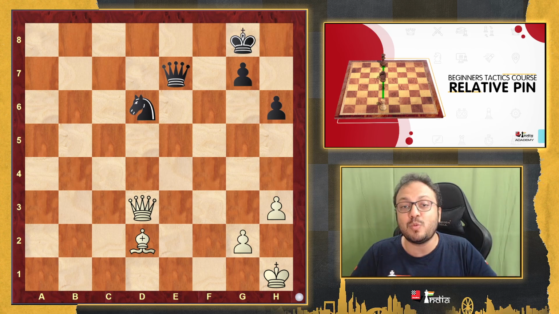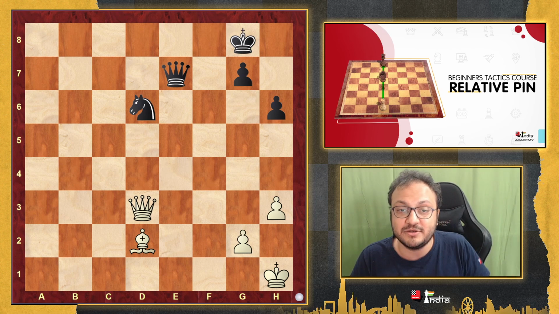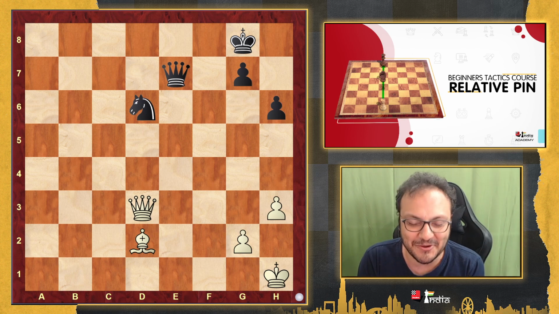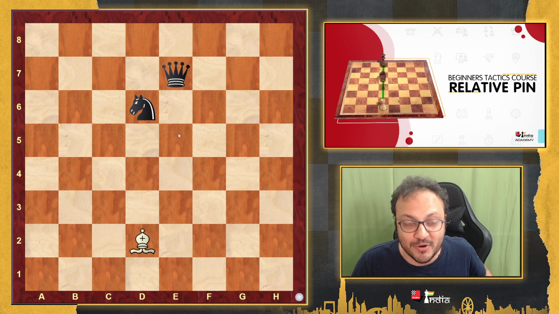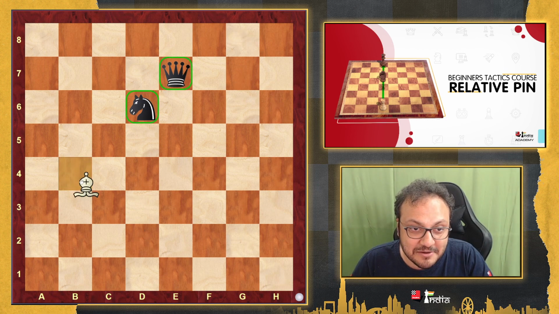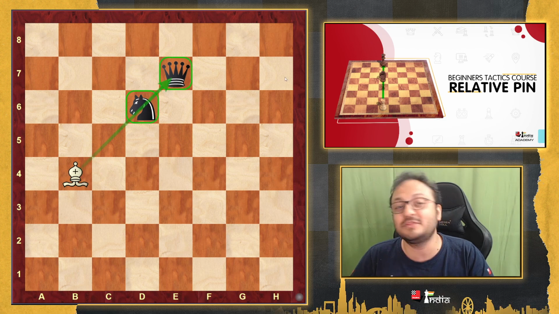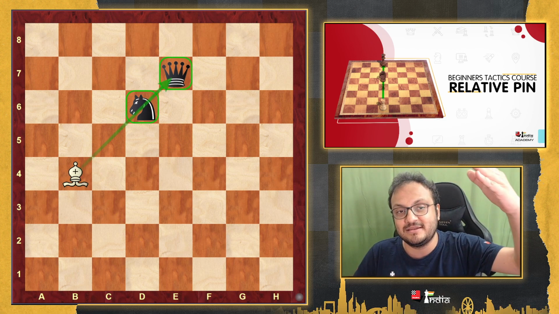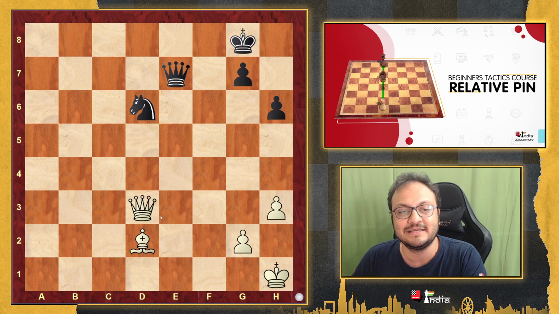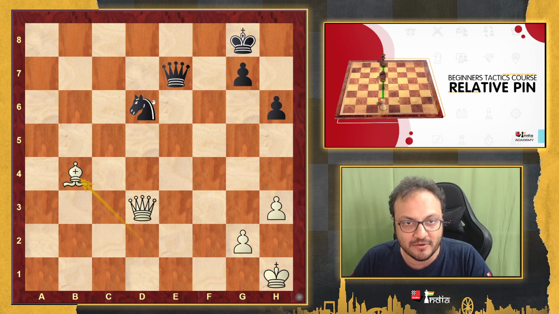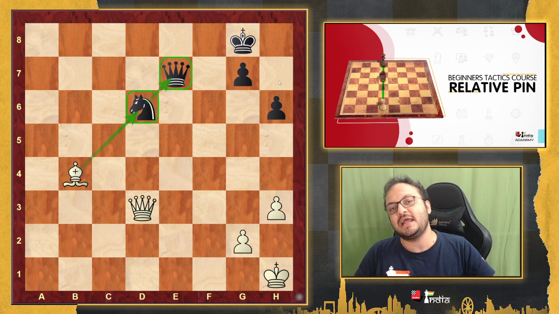This one is white to play. What should white do in this position? And this one is easy for you now. I know it. Let's go. Here's the answer. First, the skeleton position. You know it. Two pieces in one line. Bishop b4, putting all three pieces in one diagonal. And so here, the right answer is bishop b4, winning the knight, and you win the game.